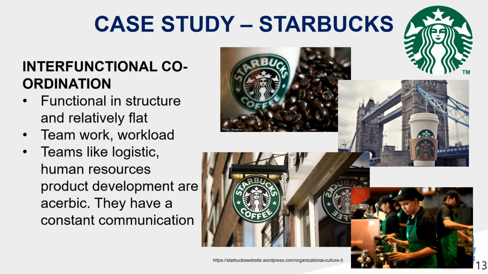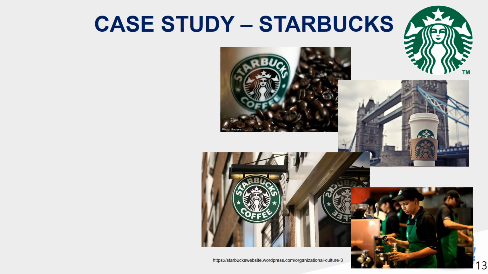Next is the interfunctional coordination. It is functional in structure and relatively flat. Teams like logistics, human resources, and product development have specific workloads, and they have constant communication.